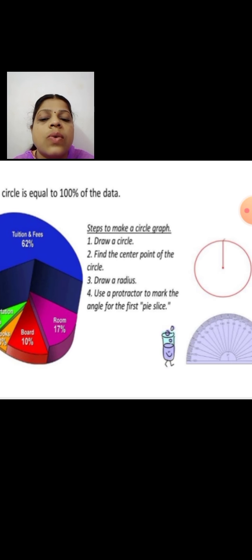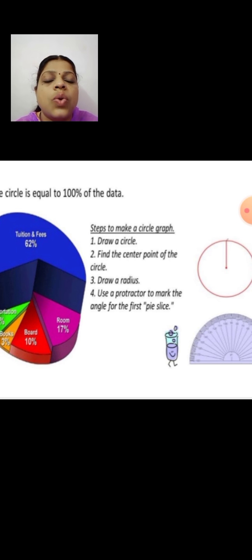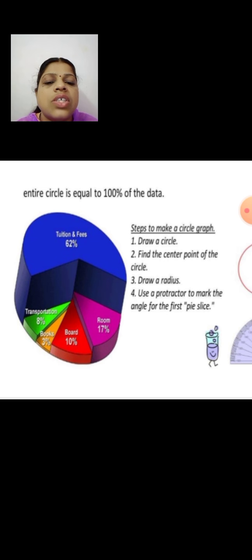And this pie diagram is a sector diagram. It is also known as a sector diagram. And you know that the shape is a circle. Here we can see the picture: the entire circle is equal to 100% of the data. So here we can see the pie diagram.